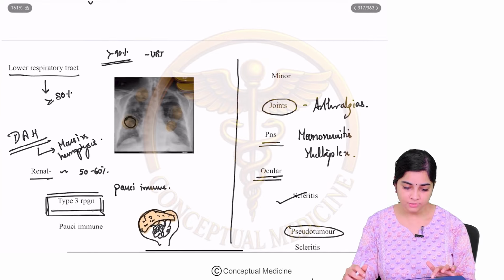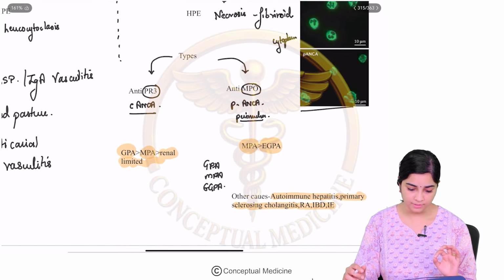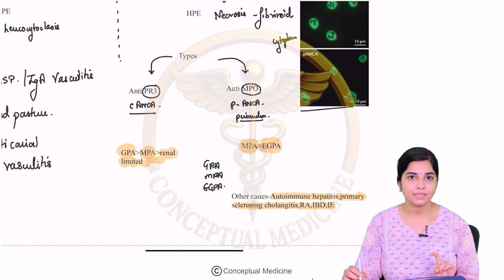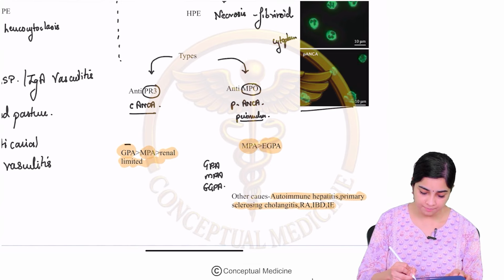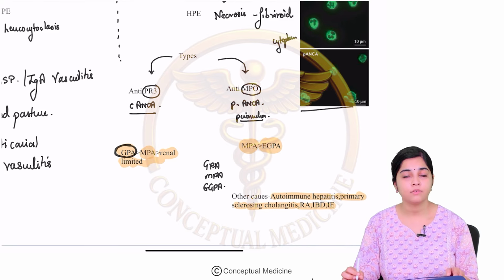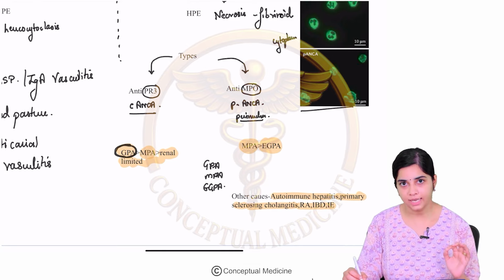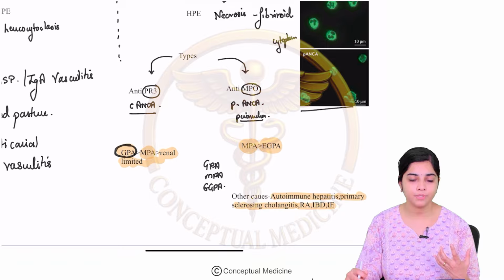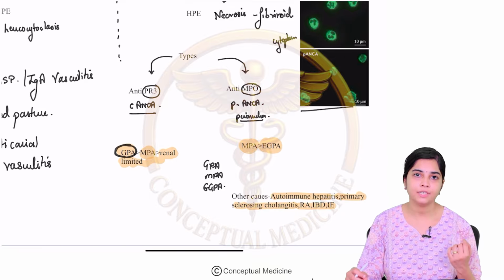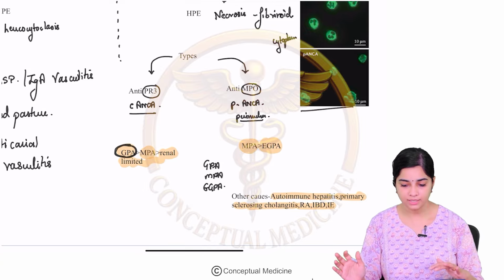So, before we move on to microscopic polyangiitis, let us just look at this once more. In your ANCA-associated vasculitis in GPA, what is the most common type of ANCA which is found? It is your c-ANCA or your PR3 ANCA. But when we speak about microscopic polyangiitis, you find evidence of both c-ANCA as well as p-ANCA. Okay, let us be clear.